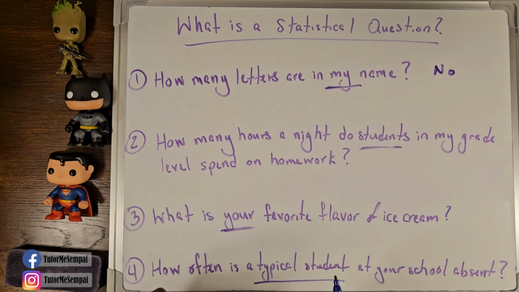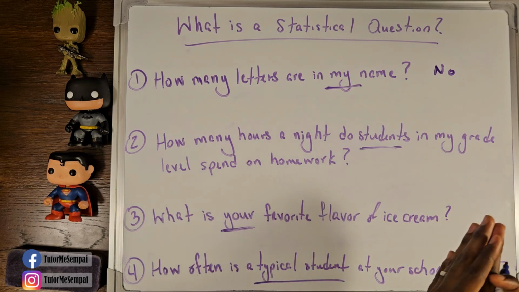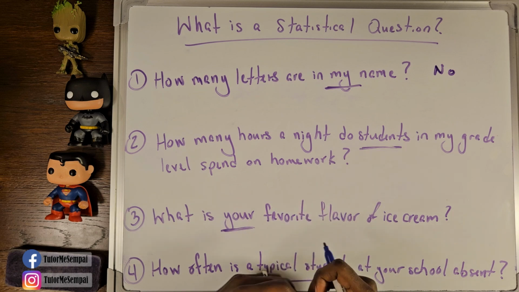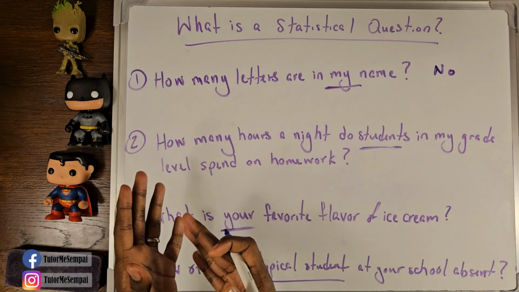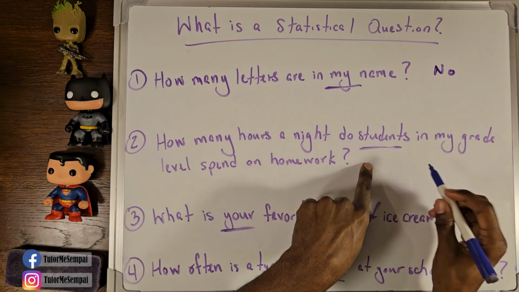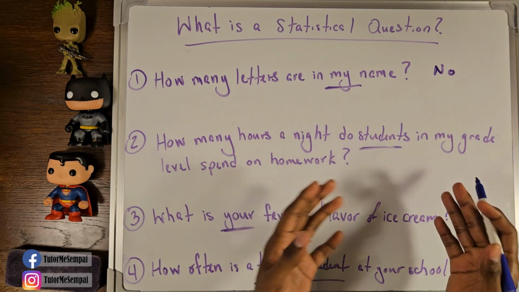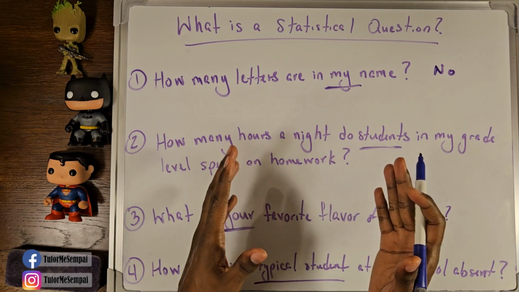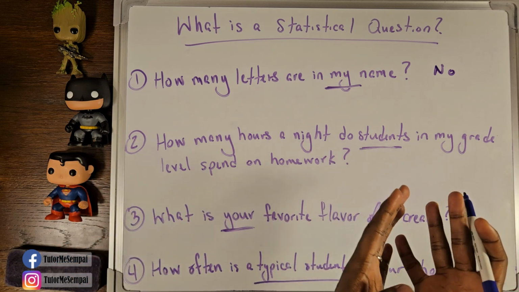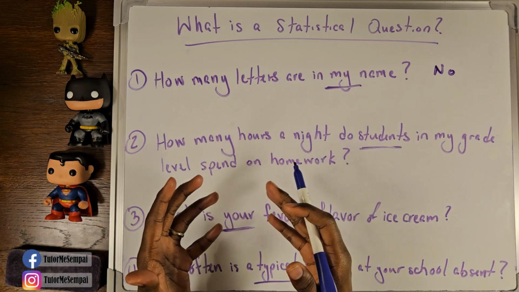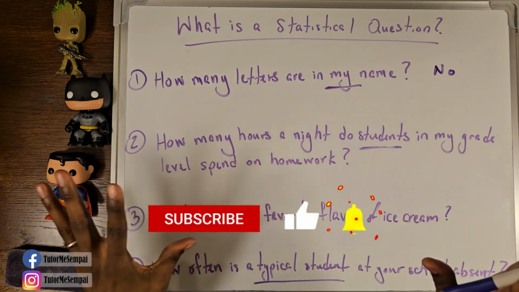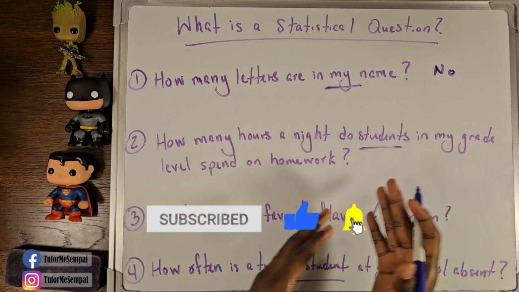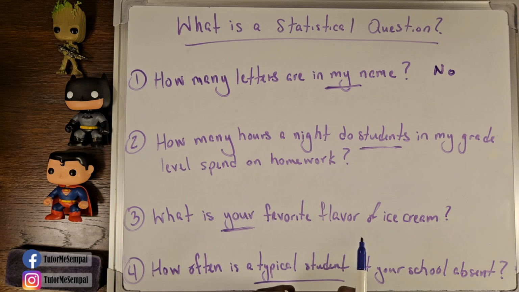How about number 2? How many hours a night do students in my grade level spend on homework? Is this going to be a statistical question? Is it a question that requires you to collect data that varies? Yes, we're collecting data that varies because we're going to be asking a lot of people, all the people in my grade, maybe one class, maybe more. You're going to be collecting a lot of data from all of these people, and you can assume that this is going to change from person to person. It would be quite odd if every single person in your class or in your grade spent exactly the same amount of hours doing homework. So you can say, yes, this is a statistical question.